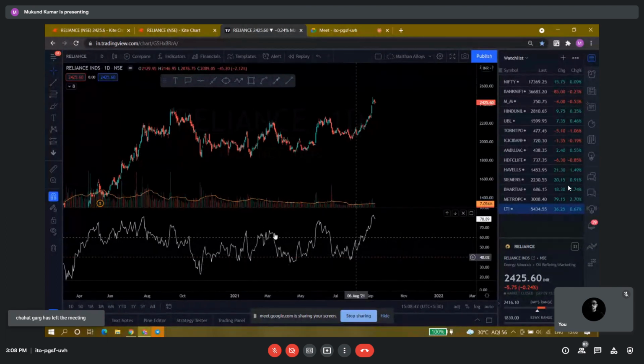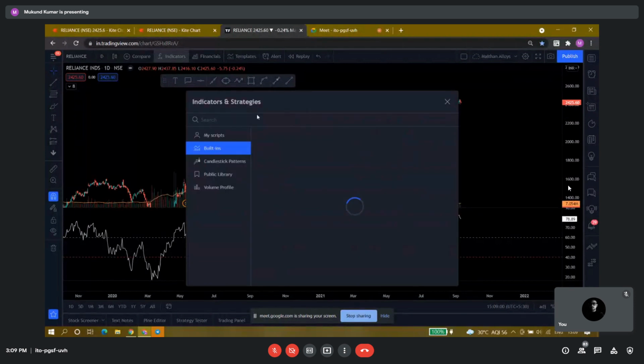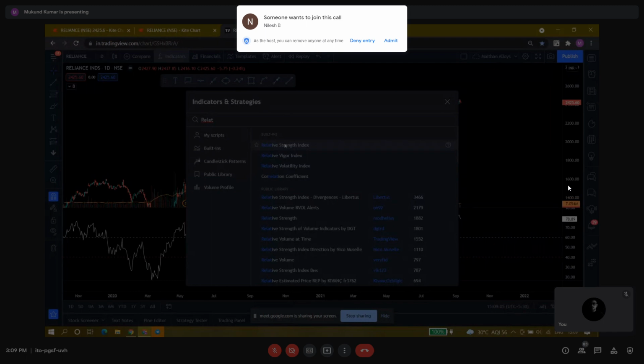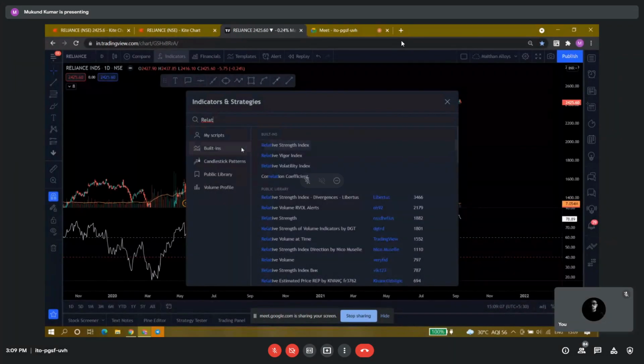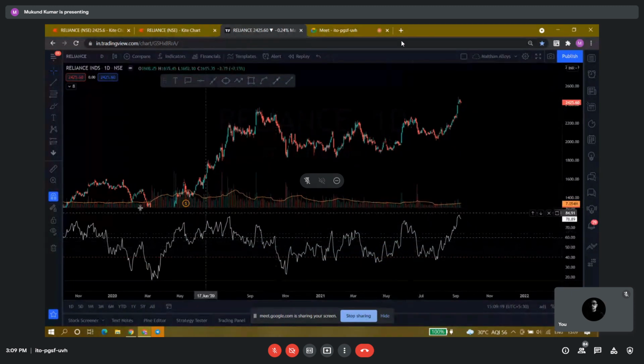So how to use this RSI? Now many of you will ask how to plot this RSI. For this, I am using the TradingView charting platform. We can go to the indicator tab, click on it, and we can find Relative Strength Index. So this is Relative Strength Index, and this is what RSI is. Once we click it, we will get it. I have already plotted this on my chart, so I am not clicking it again. So you can see that I am using this RSI indicator.